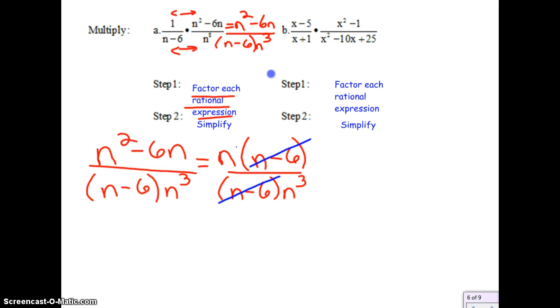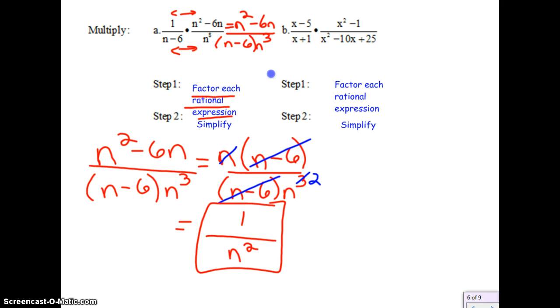I also have an n here, and I have 3 n's here, so I can actually take one of those away as well. And now I don't have anything left in the numerator, so I can just put 1, and I have n squared in the denominator, and that gives me my final answer.